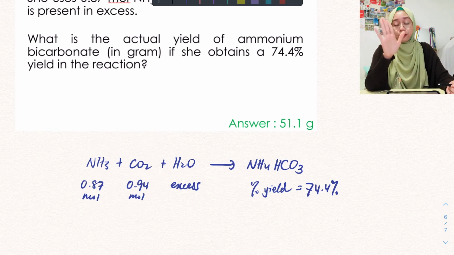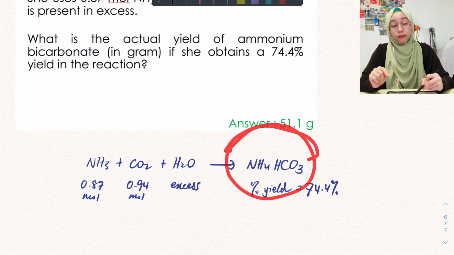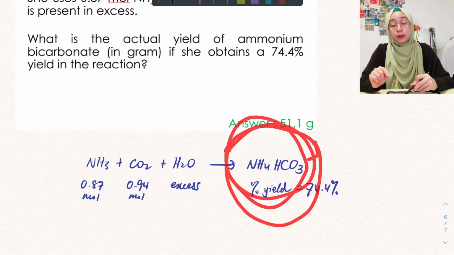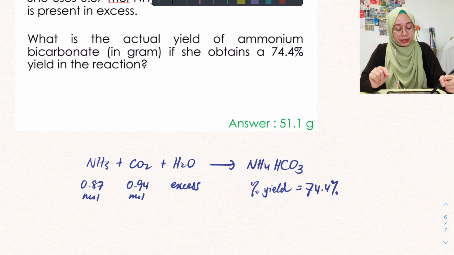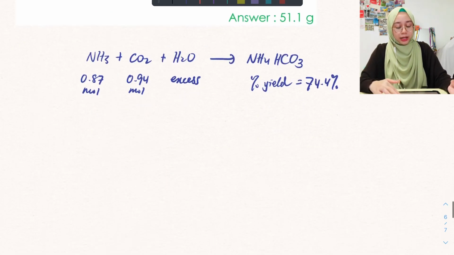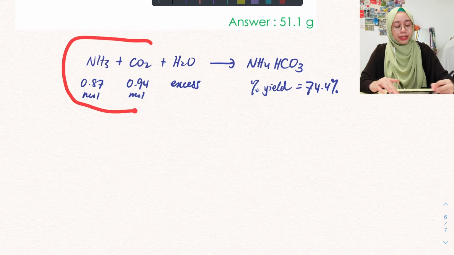You have to look for the limiting reactant first, because the limiting reactant is the one that limits the amount of product formed. It determines how much product we get. So it is either ammonia or CO2, not both. You have to decide which one. So we have to make a comparison between these two first to find the limiting reactant.